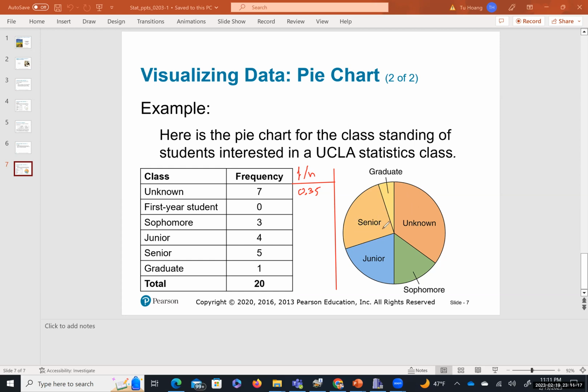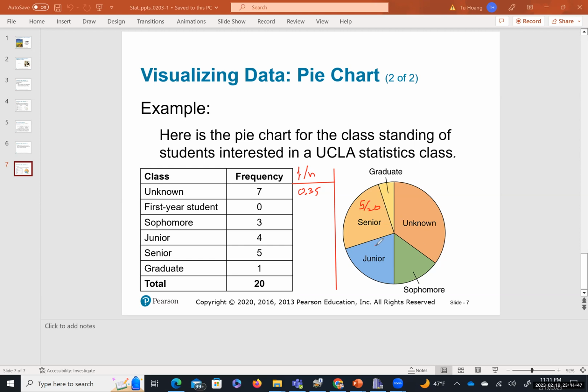Senior, as you see in here, it's about 5 people out of 20. So it looks like it's one quarter of the whole graph, a quarter of the whole circle here, right? That's the reason why we have 25% of the circle, right?